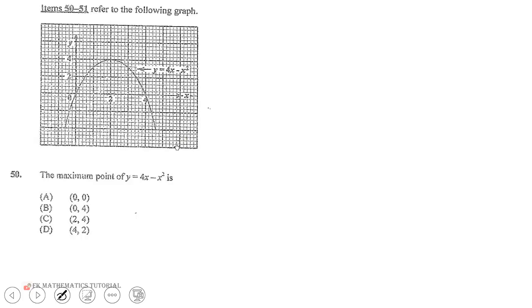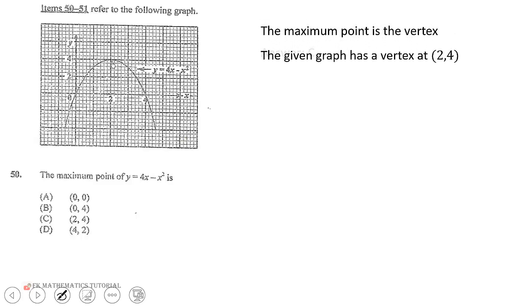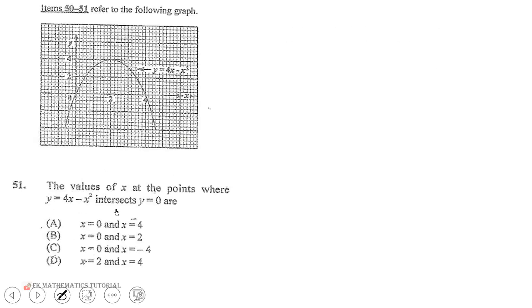Items 50 to 51 refer to the following graph. The maximum point of y equals 4x minus x squared is right here. So that point is (2, 4). So the correct answer is option C.